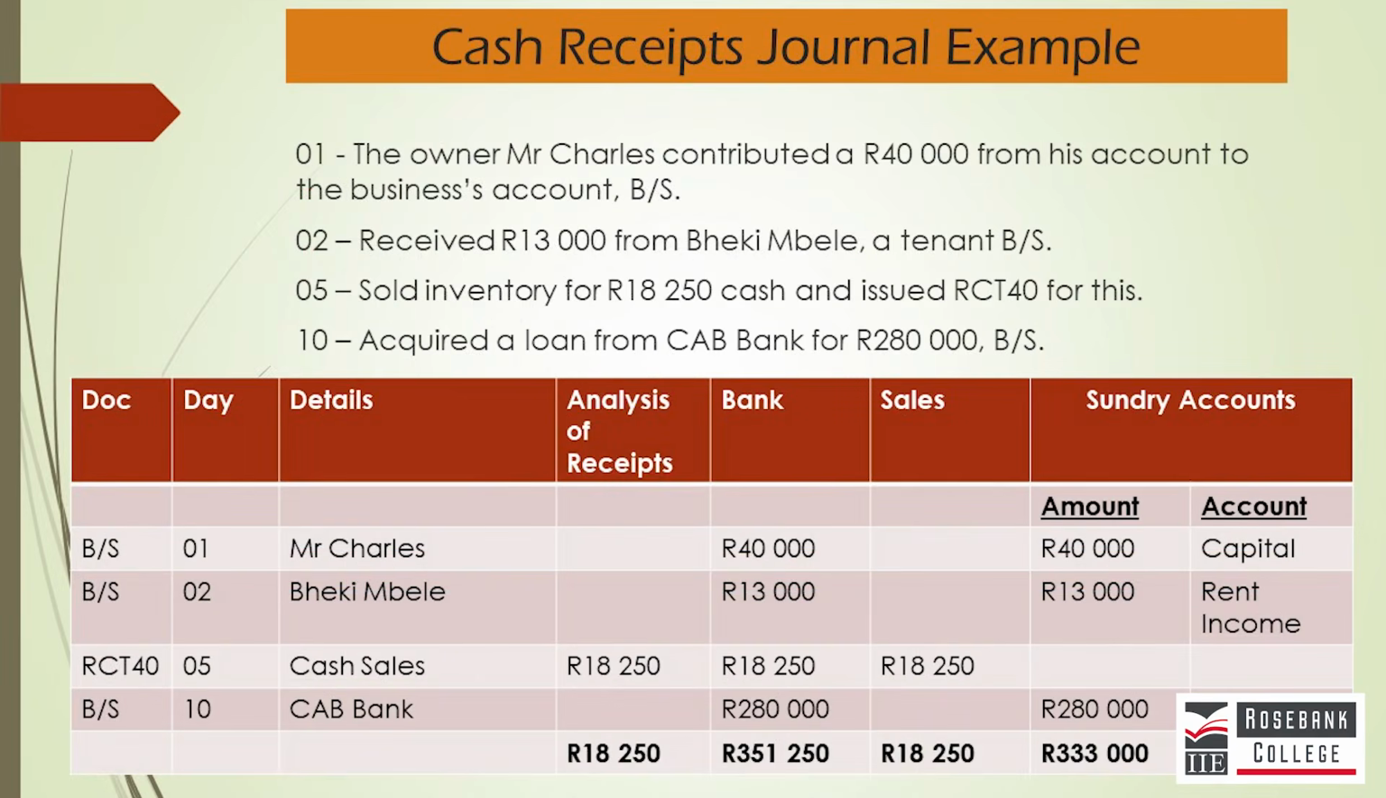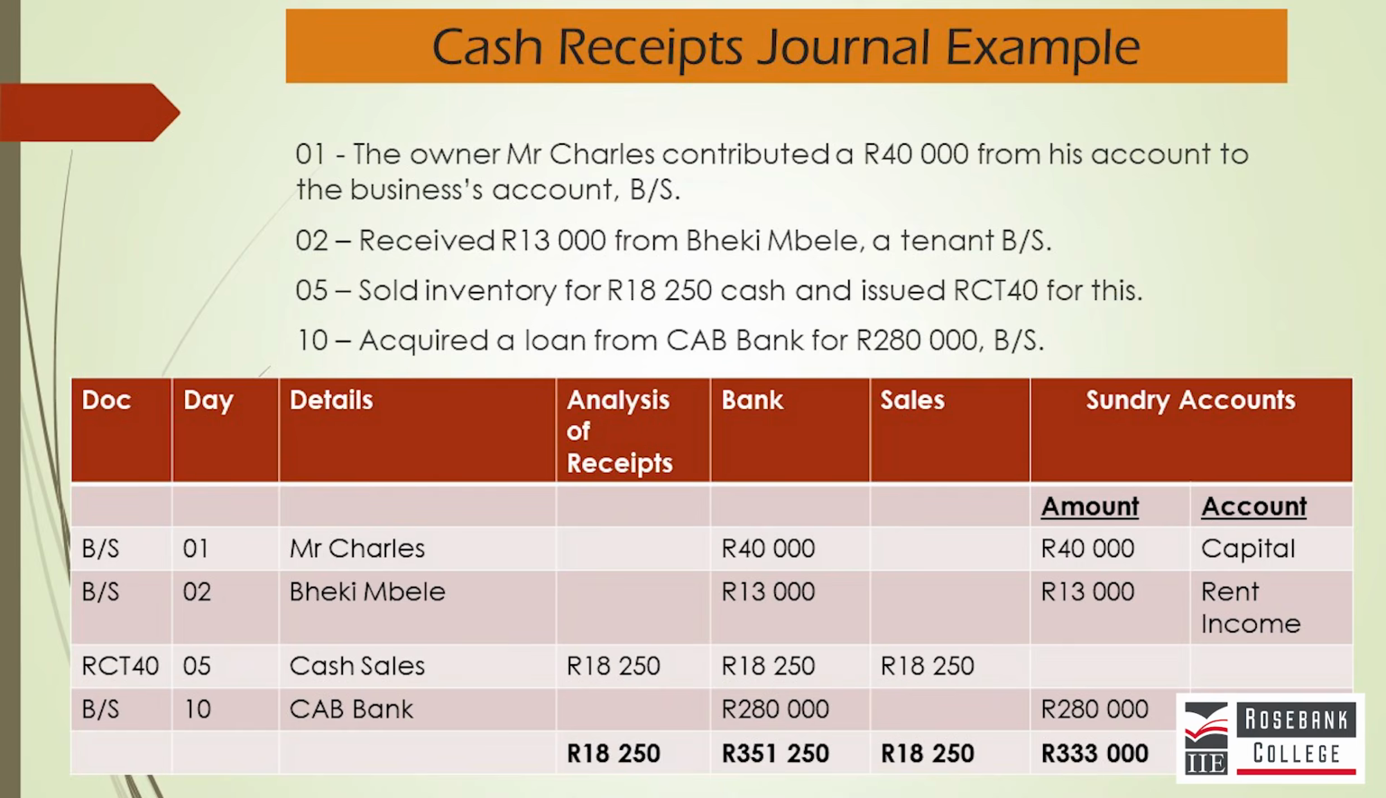We will start with the first journal, the cash receipts journal, and the first entry's transaction is the following, which occurred on the first day of the month. The owner, Mr. Charles, contributed 40,000 Rand from his personal account to the business's account. Remember that we do not care about the owner's bank account, but the business's bank account, which means that we only record what the business received from the owner.